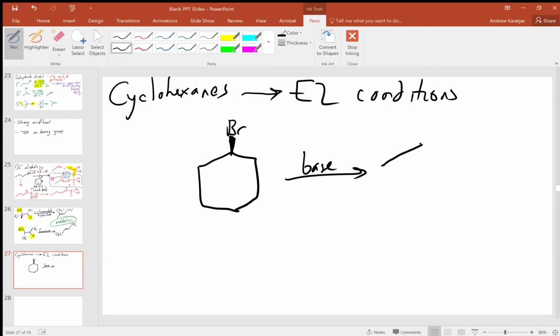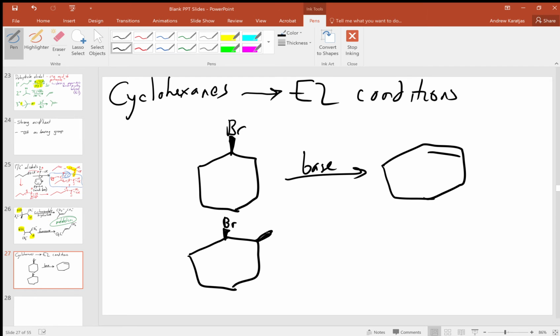So if we started with a molecule as simple as this, bromocyclohexane, and we added base to it, we would get exactly what we expect, the cycloalkene. But what happens if we put a substituent next to it, say a methyl group? Is that methyl group going to have an impact? So there's two ways that we could put that methyl group. Turns out the answer is yes.